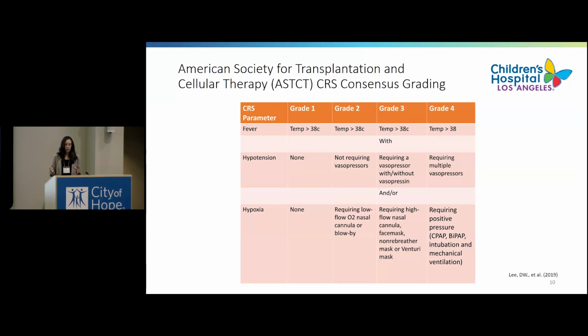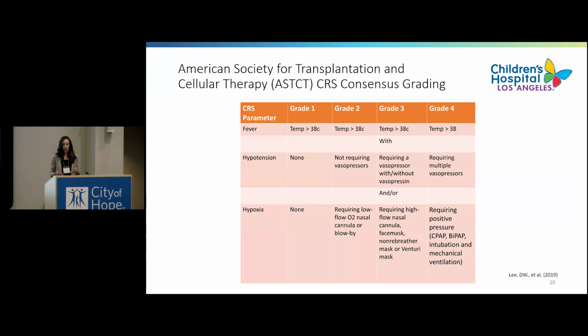It breaks it down into 4 different grades, grades 1 through 4, and it's graded specifically on fever, hypotension, and hypoxia. Like I said, fever is defined as a temperature greater than or equal to 38 that's not attributable to any other cause. In this case, it's sometimes hard to say, okay, they had a fever and then we treated it and now it's better, so do they still have CRS or not? So we'll say if they've been treated, then we can exclude the fever when we're grading it. Then you can look at the other symptoms as well.